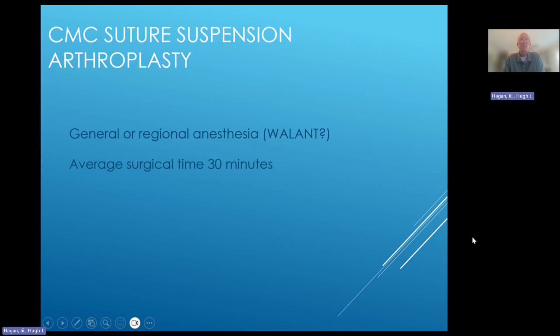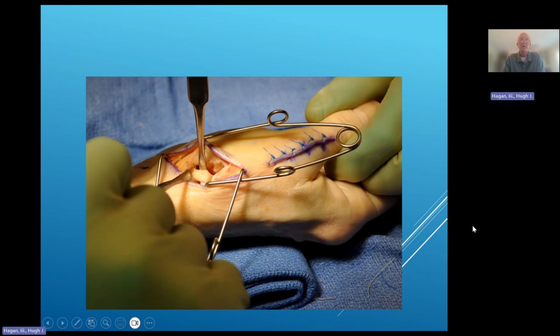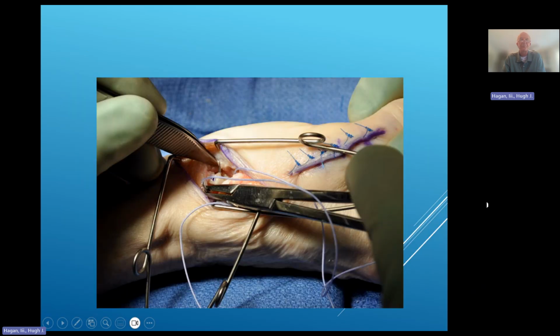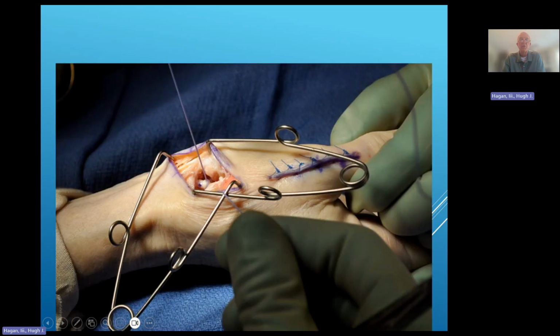Basically similar. It's quick in most cases. Similar photos, stabilization, MP joint in another patient. There's the FCR tendon. You pass a heavy suture. Generally, I'll use a number 2 fiber wire through the abductor insertion, through the FCR, and you can tie it off or run it through twice. But the idea is to not pull the FCR up under the metacarpal base.